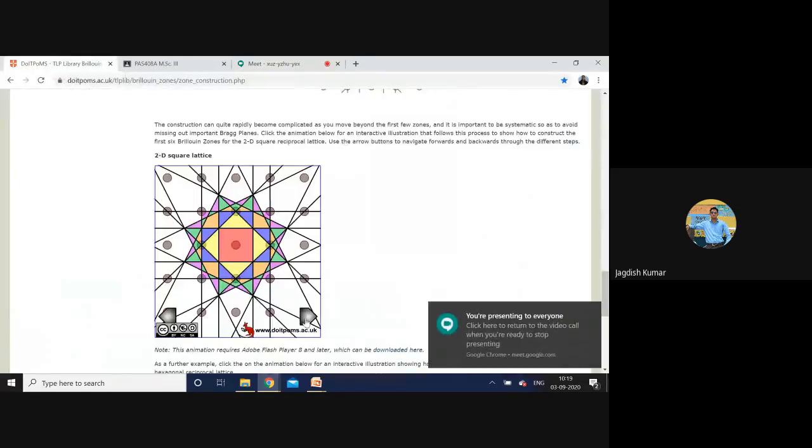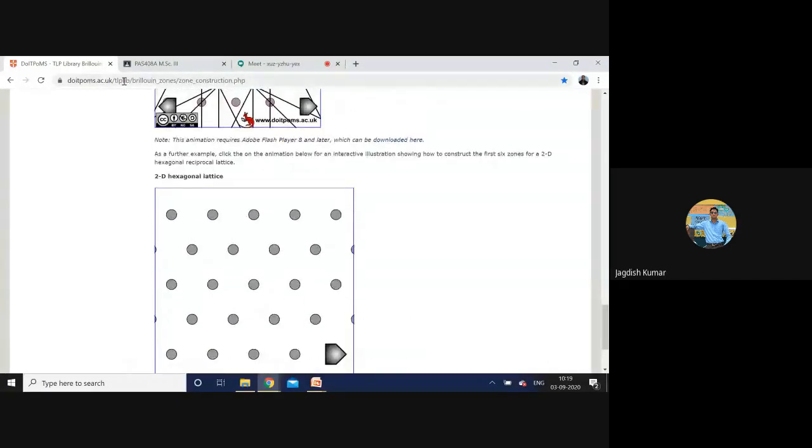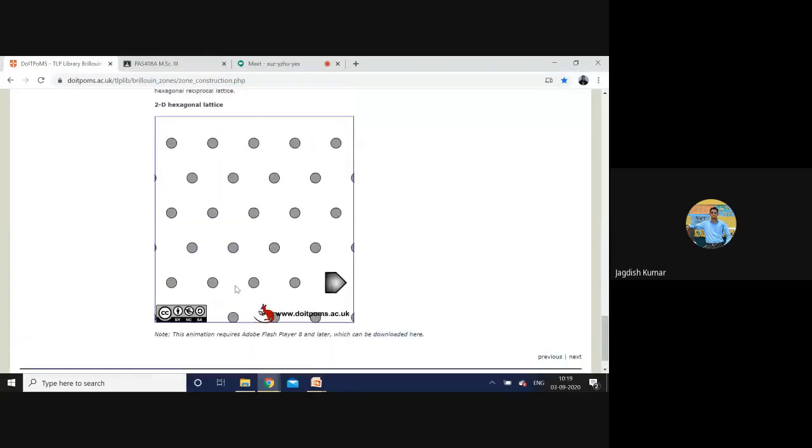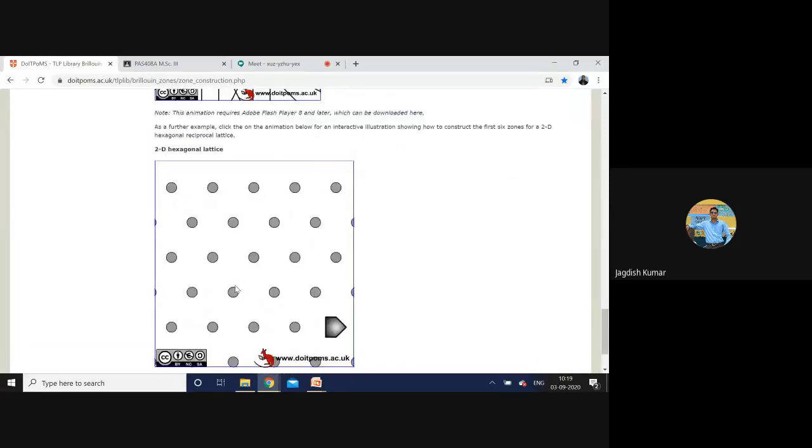Now let us discuss one more example to make things more clear. On this web page, you can note this address here. This is a site which you can use yourself as well on your mobile phone. I think you need Adobe Flash Player, and then you can see these animations yourself carefully. Now let us see this for another example, a two-dimensional hexagonal lattice.